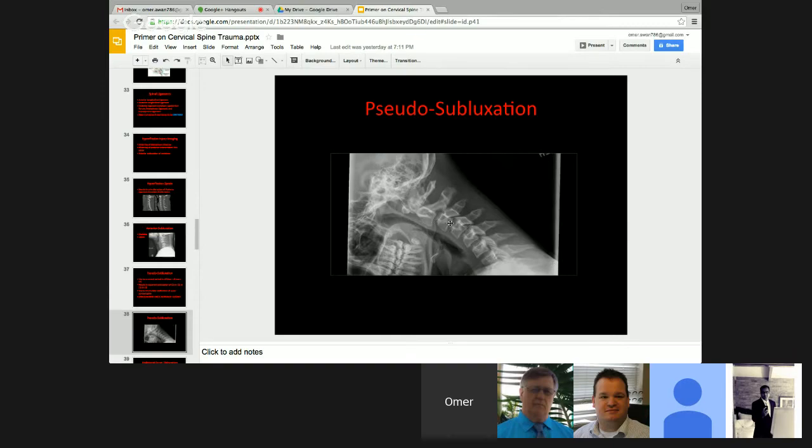Here on this flexion view of the cervical spine, it looks like C2 is subluxed over, that there's anterior subluxation or anterior translation of C2 on C3, but if you assess the spinolaminar line, it's completely intact. That shows that this is actually not a real fracture or a cervical spine injury, but a normal variant that we see in the pediatric population.